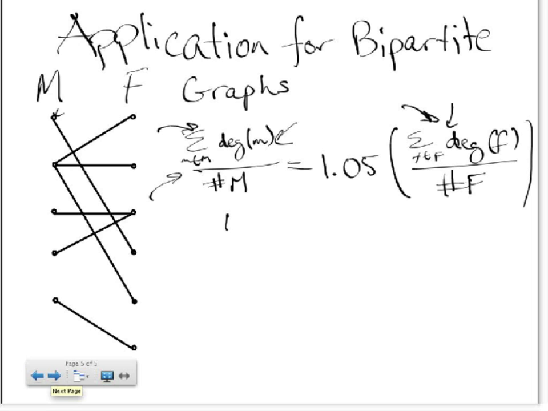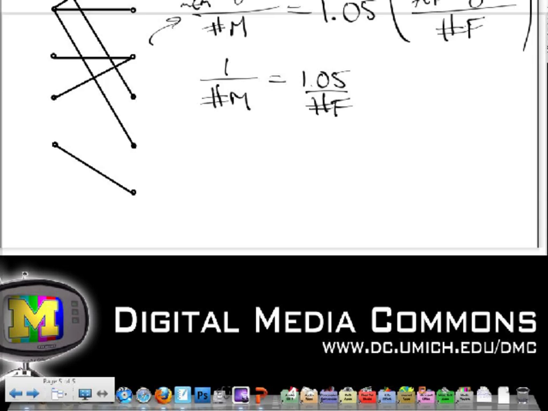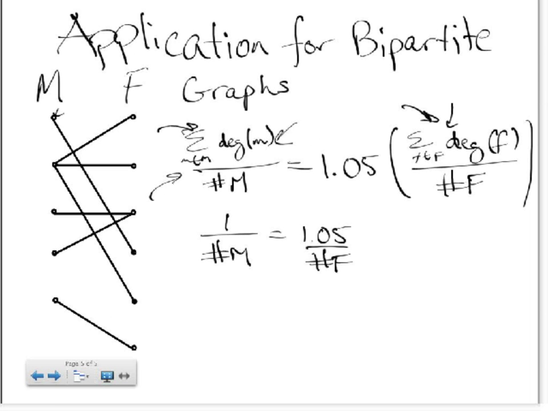We can divide both sides of the equation by those summations, and we get 1 divided by the number of males is equal to 1.05 divided by the number of females. So, based on this, we can conclude that the number of females divided by the number of males, or the female to male ratio, is equal to 1.05. It's kind of crazy that we can find a gender ratio just by looking at the number of partners.